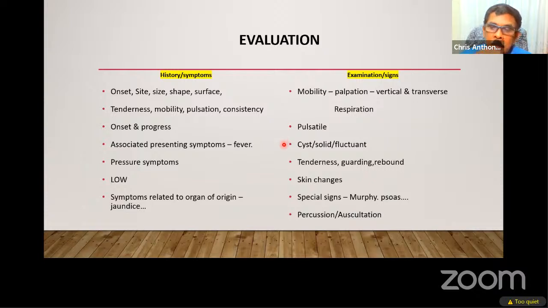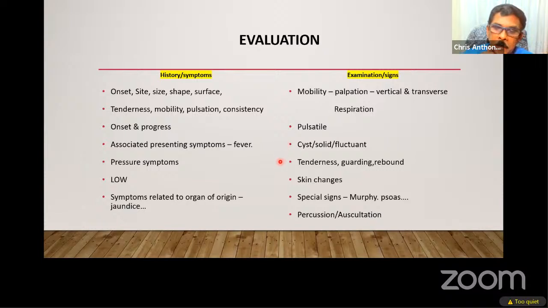The next thing to consider is whether the lump is cystic or solid, and this can be done by the fluctuancy test. So the fluctuancy test is important. You have to go back and read up on how to test whether it's fluctuant or not. A cystic lump will be fluctuant, whereas a solid lump will not be fluctuant, and on percussion, it will be stony dull.